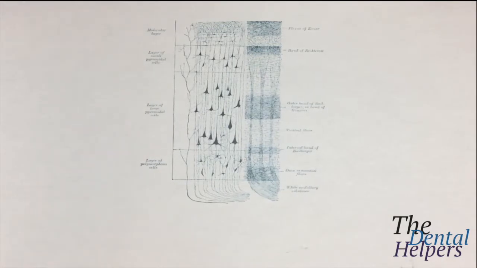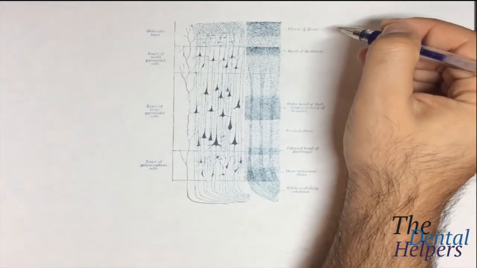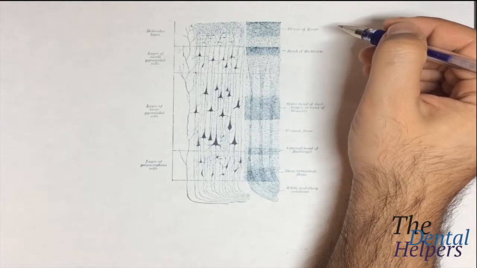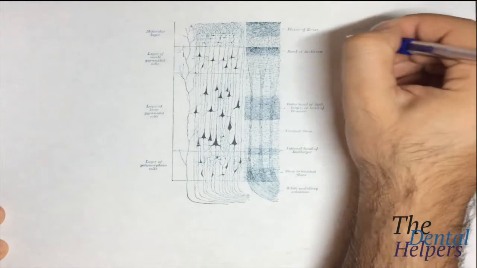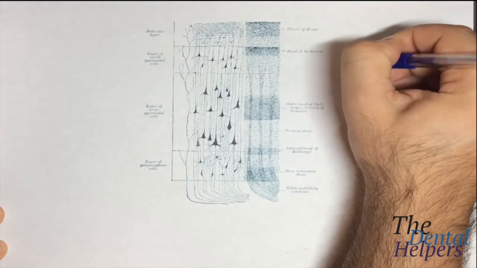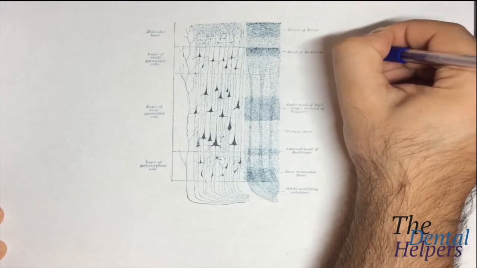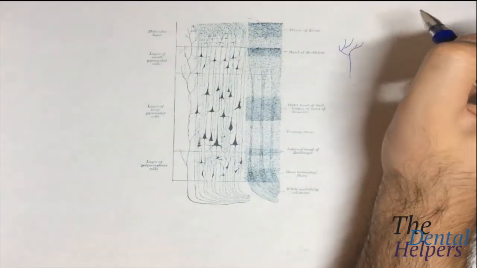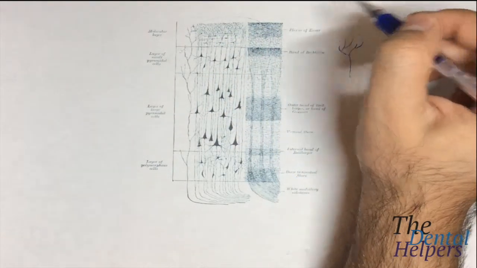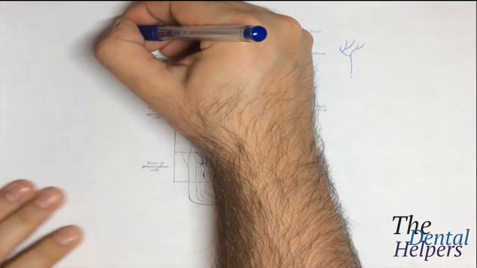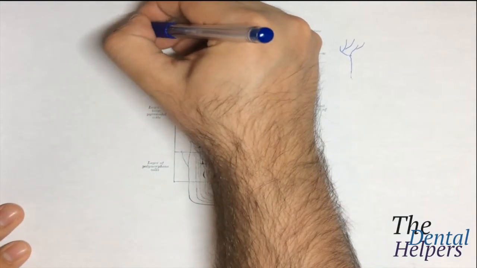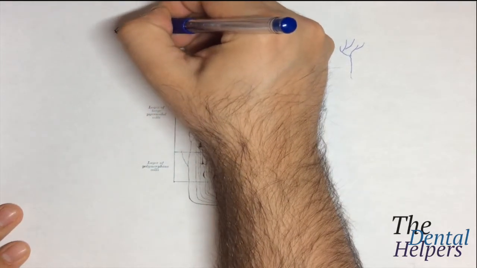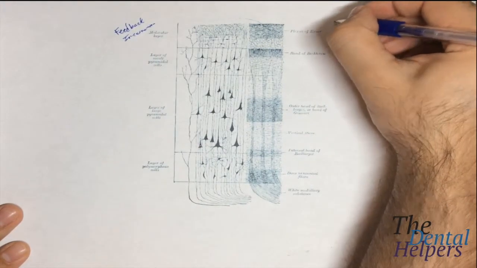So if we start with the outer layer, which is the molecular layer, this layer is going to contain the apical ends of the dendrites. So basically, if we were to think about it, as the dendrites are going up, it's going to be the tips of the dendrites that are going to be in this layer right here. And what this is important for, it's basically your feedback interaction. So it's going to be all about feedback interactions.